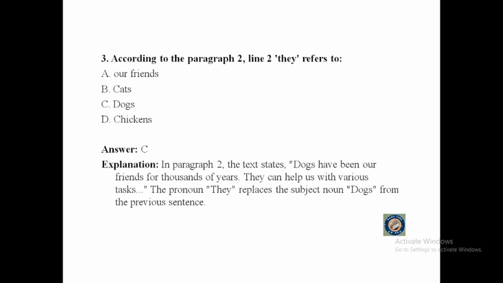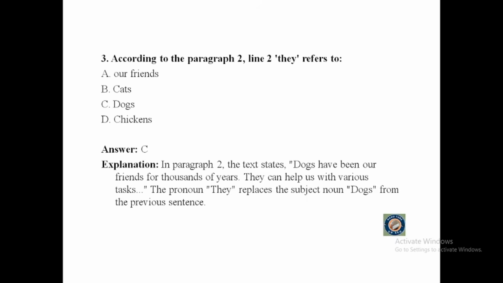Nice. Question number 3. According to the passage, paragraph 2, line 2, "they" refers to A. Our friends. B. Cats. C. Dogs. Or D. Chickens. The correct answer will be dogs. In paragraph 2, the text states, dogs have been our friends for thousands of years. They can help us with various tasks. So, the pronoun "they" replaces the subject noun dogs from the previous sentence.